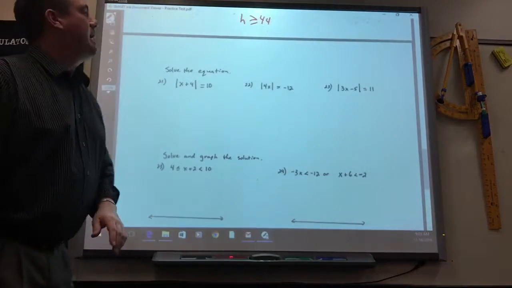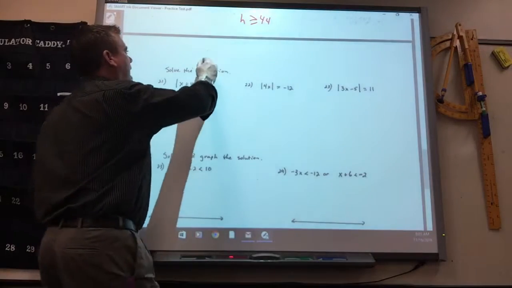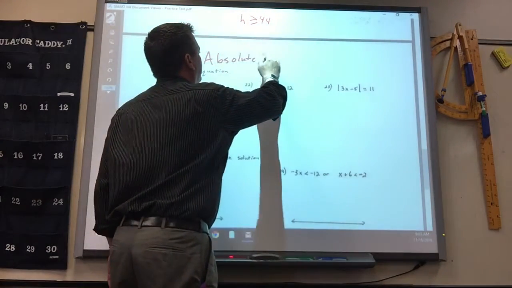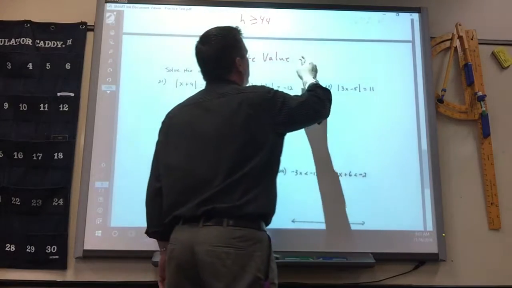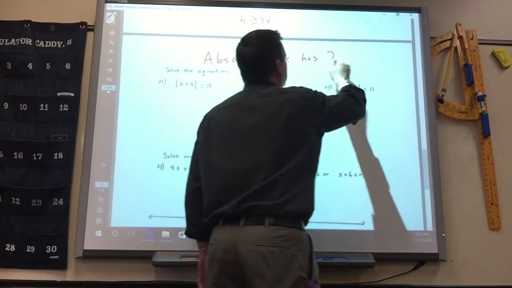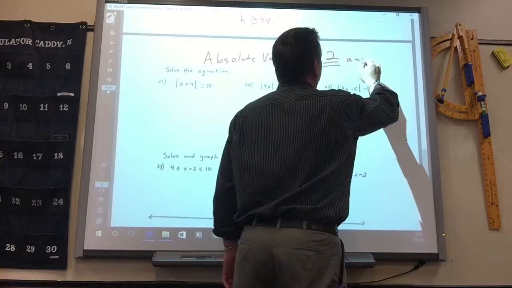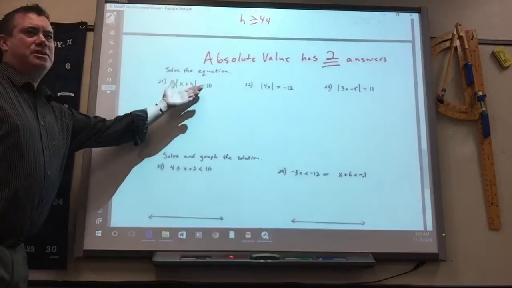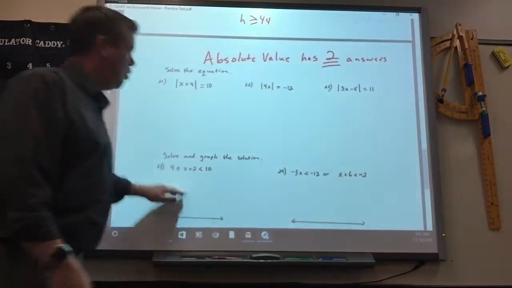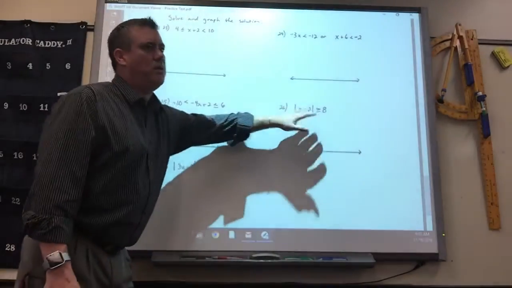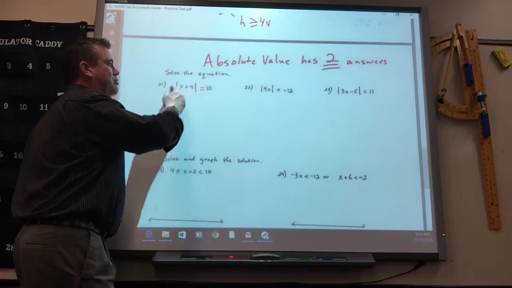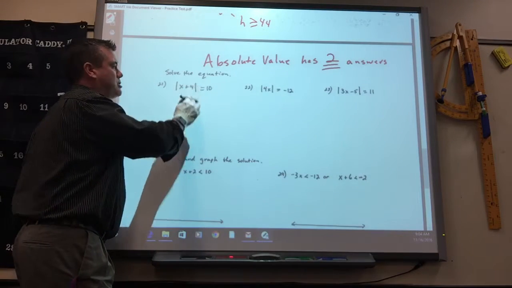I hate this. Now, remember, absolute value, whether it's an equation or an inequality, has 2 answers. Okay? So anytime you see it, whether it's an equation or an inequality, what you got to do is rewrite it. You got to make sure, first of all, the absolute value is by itself, which it is.